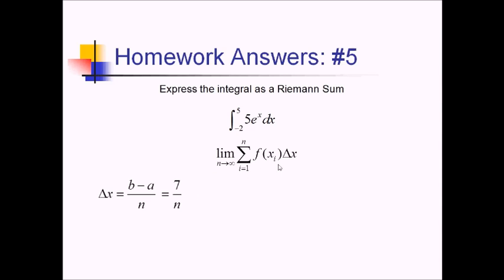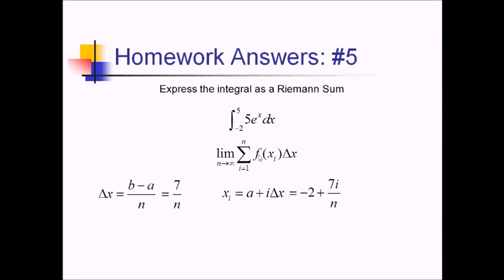Next, for xi, in general, that's the a value plus i times delta x. So our a value here is negative 2. So we've got negative 2 plus i times 7 over n, or negative 2 plus 7i over n. So this whole thing is xi.